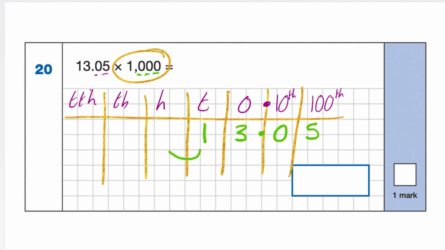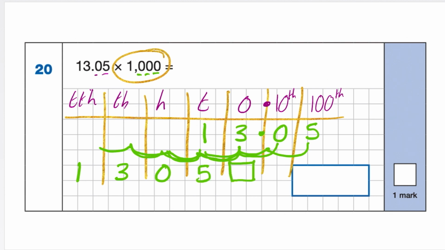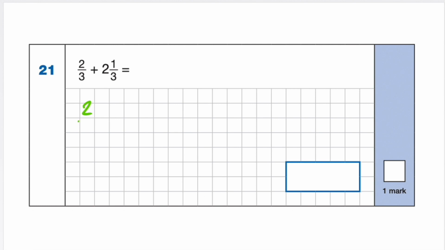So here we go, 1, 2, 3. My 1 moves into the 10,000s. My 3 goes into the 1, 2, 3, my thousands column. The 0 goes into the 1, 2, 3 hundreds column. And my 5 into the 1, 2, 3 tens column. But I have this little gap that I must fill with a placeholder. So my answer is 13,050.